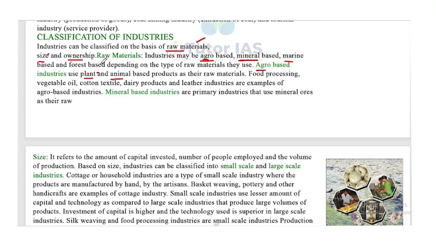So we classified industries on the basis of raw materials, size and ownership. On the basis of raw materials, the industries are agro-based, mineral-based, marine-based and forest-based. The first one, agro-based, are those industries which use plant and animal-based products as their raw material. Examples: food processing, vegetable oil, cotton textiles, dairy products. Now, the second one is mineral-based industries. They are primary industries that use mineral ores as their raw material.